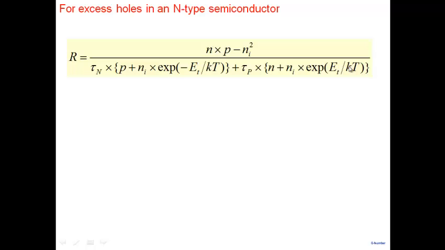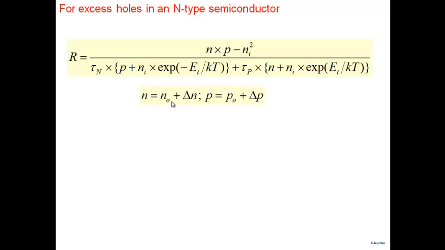So note what is happening. The first term I neglect. Why? Because I'm looking at an n-type semiconductor, and in an n-type semiconductor n is much larger than p. Second term: ET is typically close to EI, or ET is 0, and therefore the second term is ni. ni is much smaller than n. And therefore all that I'm left with is np minus ni square divided by tau p times n. That's all I'm left with.